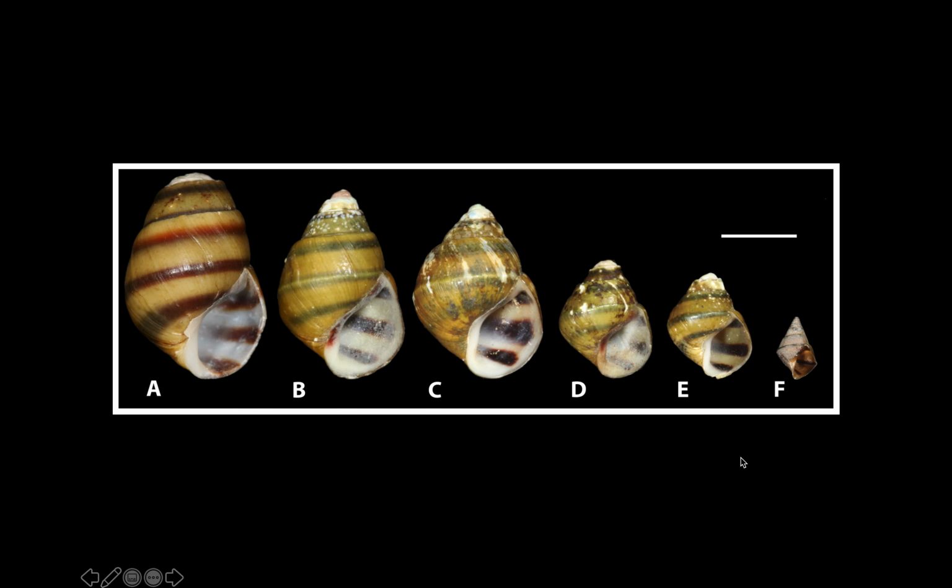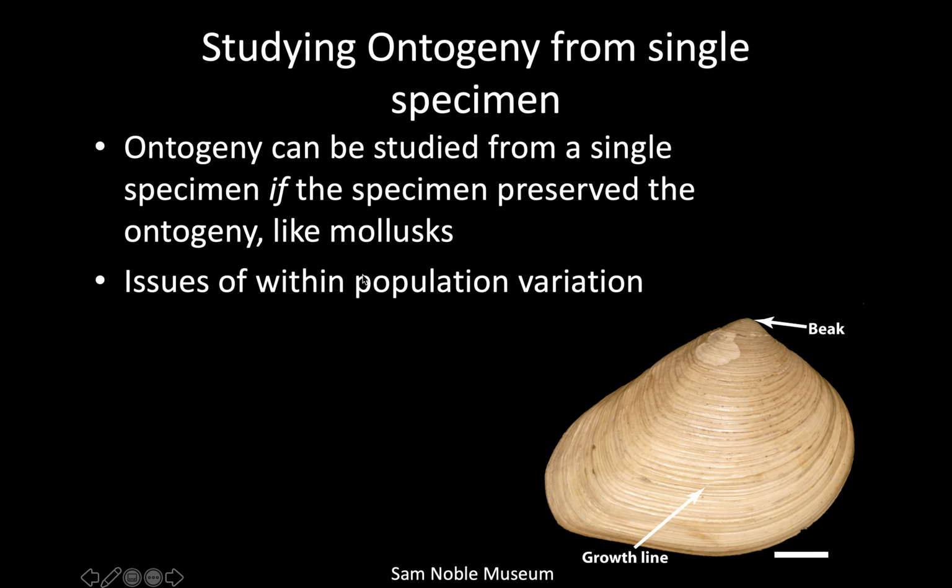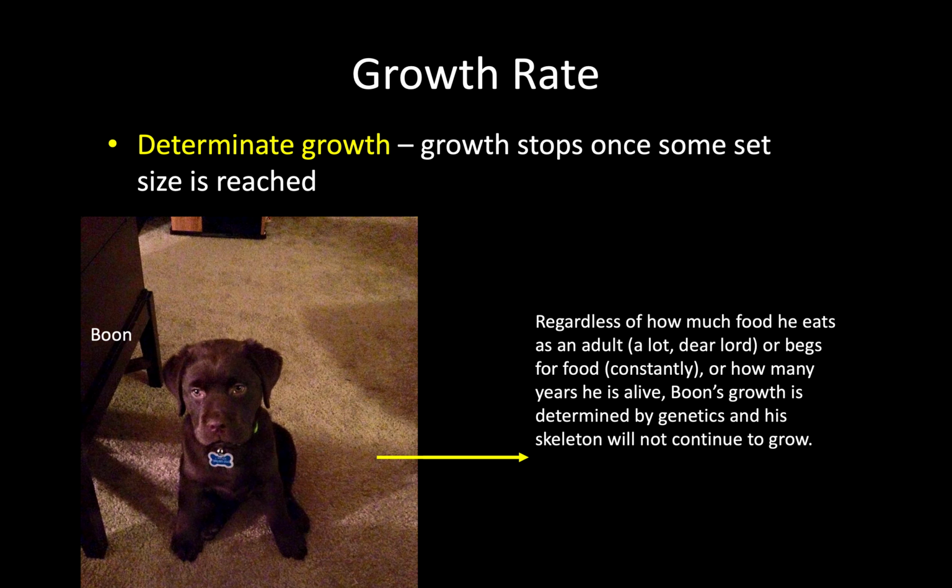Here is a snail growth series, a gastropod growth series, and we can see that here's our baby. It has a much more pointed apex, but we can see different things like the opening of the operculum stays fairly similarly sized. It only grows a little bit, not nearly as much as the rest of the shell. Now we can also study it from a single specimen if it has preserved ontogeny, like mollusks with their growth lines. So there are issues of within population individuals, so there could be variation, but that's why you take multiple samples from an area.